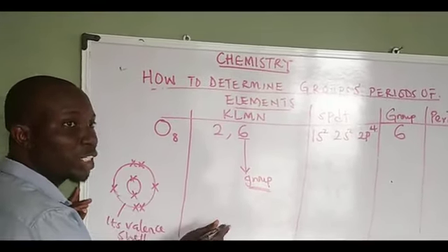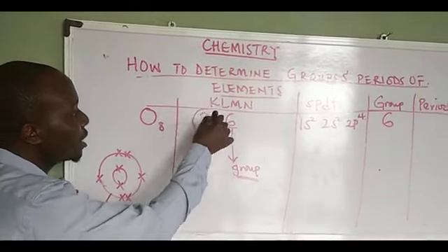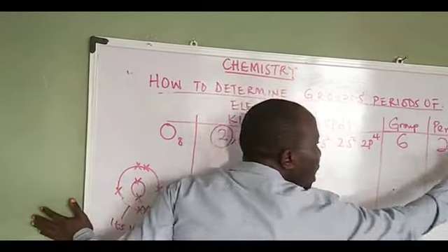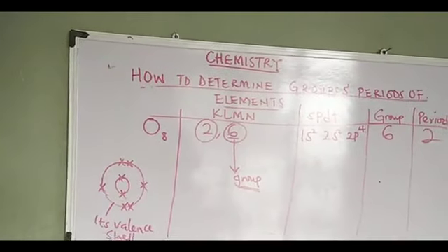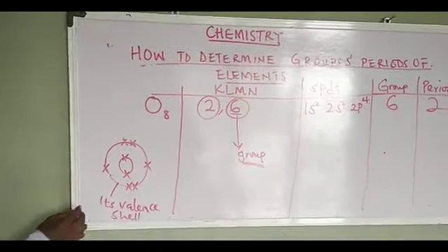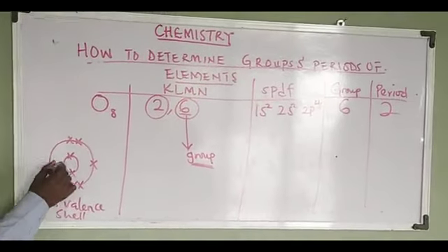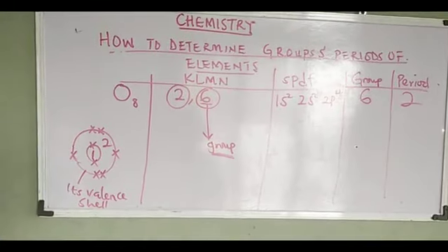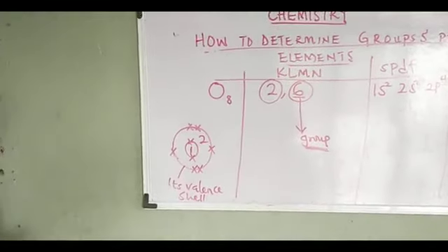Then the number of electronic shells. How many electronic shells do we have here? This is 1. This is 2. That one represents the period. Is that clear now? To count the number of electronic shells, this is shell 1. This is shell 2. I hope that is clear.